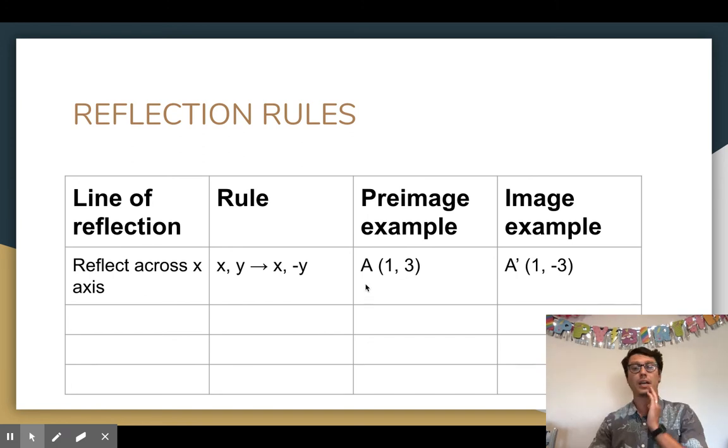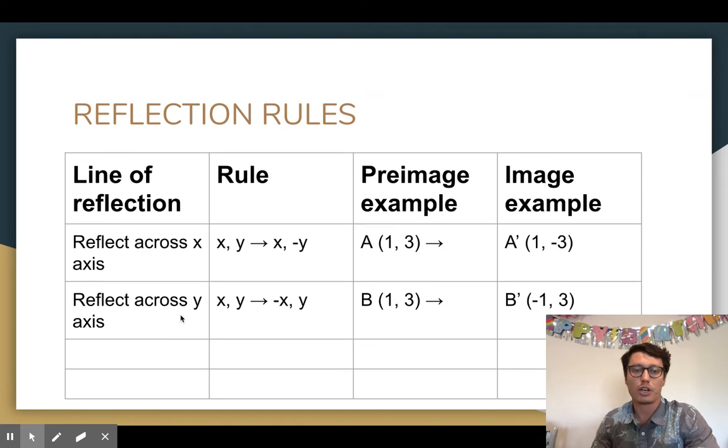Now, one thing I want to make sure is clear is that just because this is a negative sign does not mean that it will always be a negative number. What if the original y number was negative? This just means change the sign, right? So if this was in fact (1, negative 3), the image would be (1, positive 3). This means change the sign, not always just make it negative, okay?